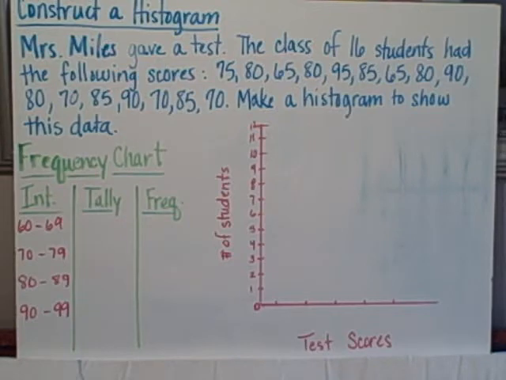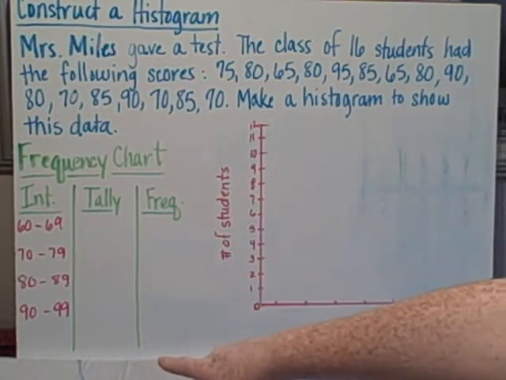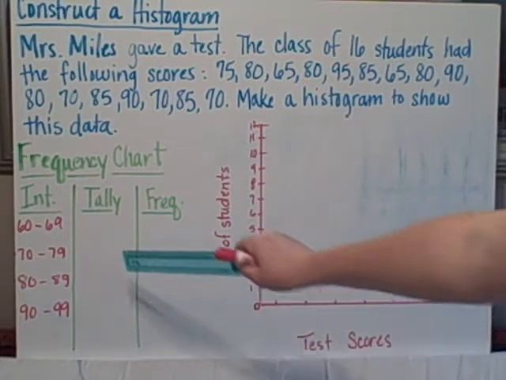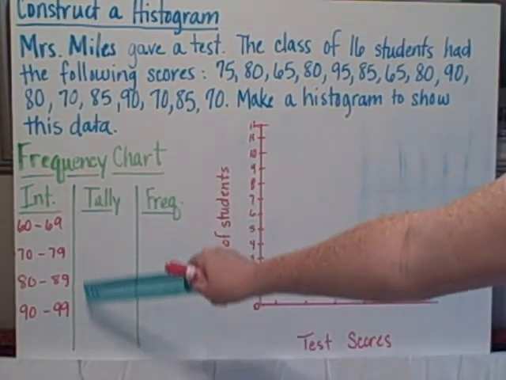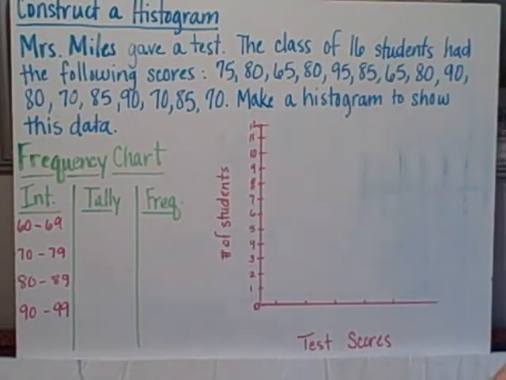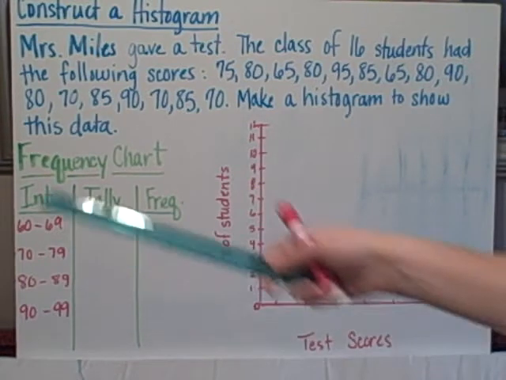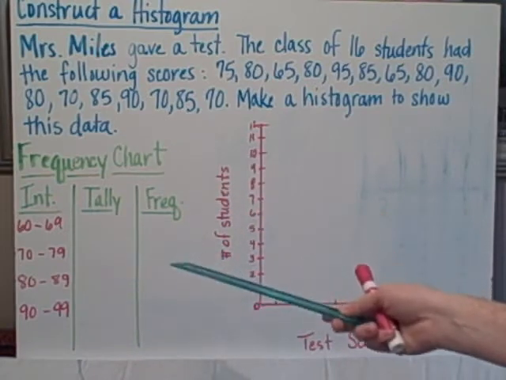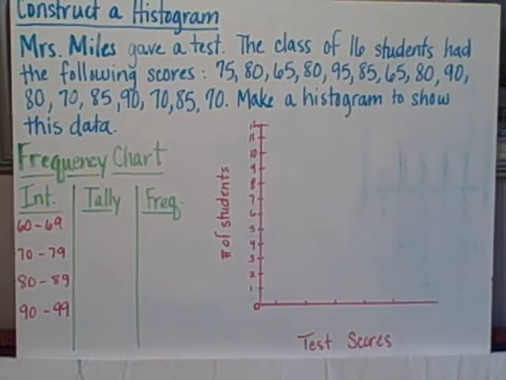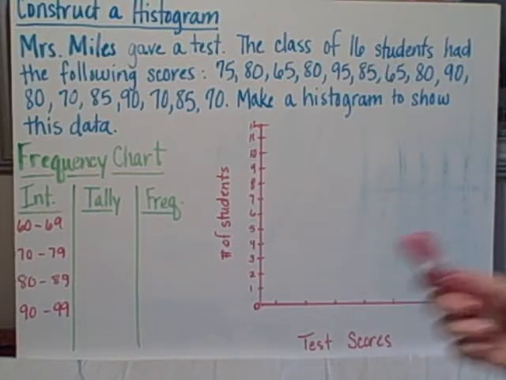Well, the first thing that I started with was a frequency chart. Now, in that frequency chart, I've already created the intervals. The way that I did that was I looked at what my numbers were. I looked at the lowest score, I looked at the highest score, and then I tried to figure out a nice range that I could use. If I'm going 60 to 69, 70 to 79, 80 to 89, 90 to 99, I'm going to be able to encompass all of the values, and all those intervals are of the same amount.